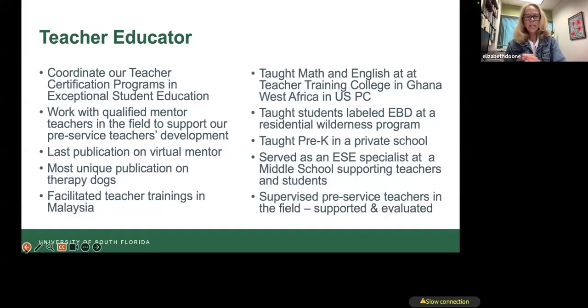I also facilitate teacher trainings in Malaysia. So I've got a little bit of experience doing some teacher trainings abroad. And again, another reason I posted that is I wanted to hit the importance of when I went to Malaysia. As you saw yesterday, we have 13, and some say 14 in the state of Florida, categories of disabilities in the United States. In other areas of the world, that's not the case. You don't necessarily have those 14 categories.